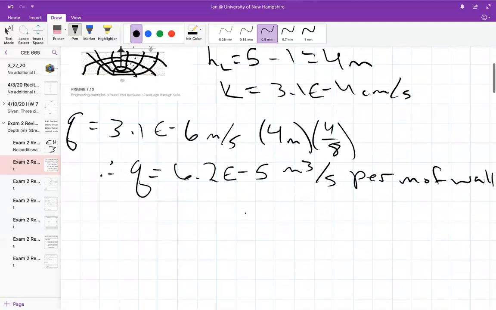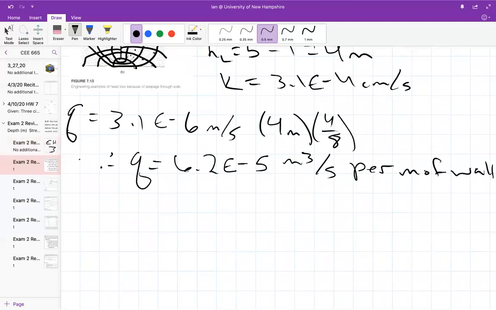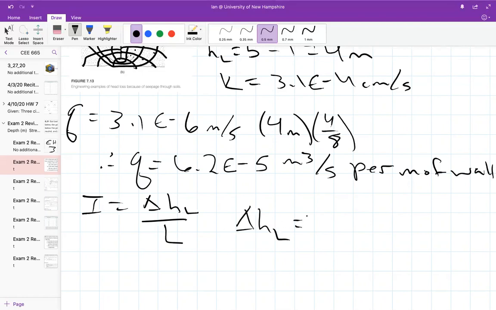To do that, we'll need our hydraulic gradient again. So I is going to be, like we said in the last problem, delta H over L. But we know that the change in head loss is in correspondence with the flow nets that we've already predetermined. So delta HL is just the head loss over ND. So we got 4 meters over 8, which gives us 1/2 meter.